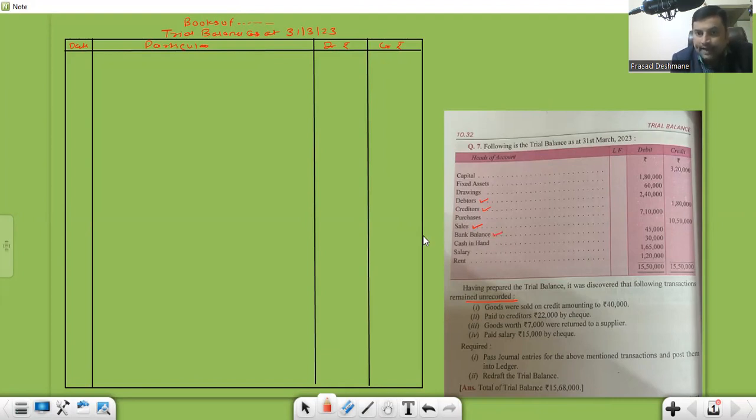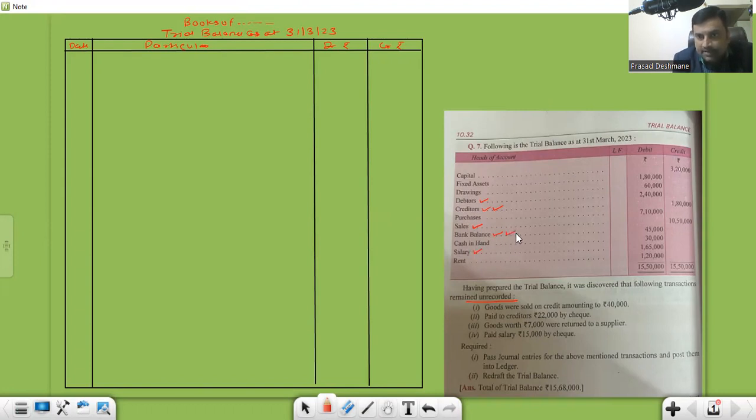The next one, goods for rupees 7,000 were returned to supplier. Who is supplier? Supplier means creditors. So creditors balance will change. And when we return goods, we need to mention in the trial balance return outward. Return outward is not given, so we'll make a new one in our trial balance. Next one, paid salary. So we need to increase the salary. So I'll put a tick mark on salary. And again, we paid through check.